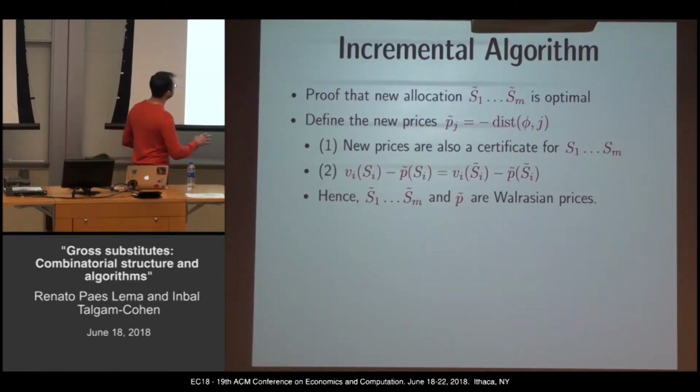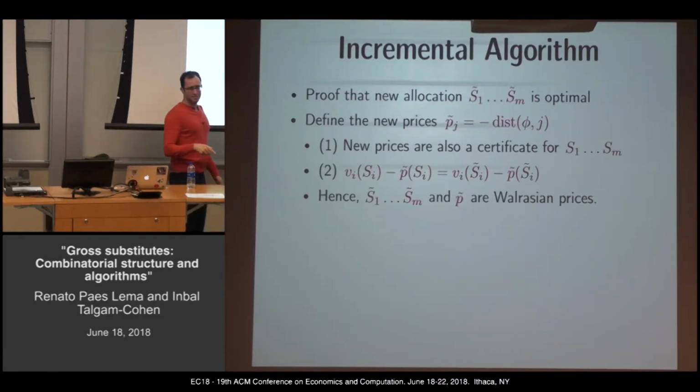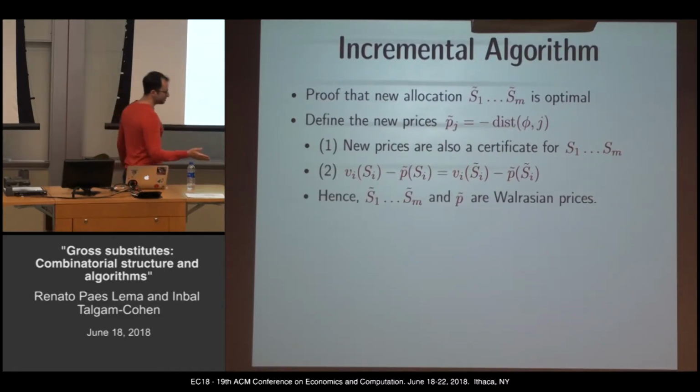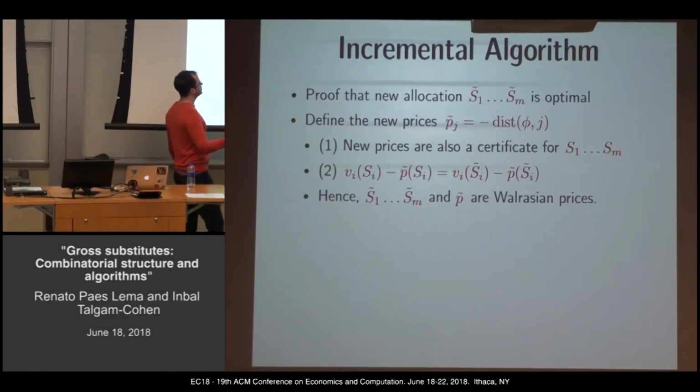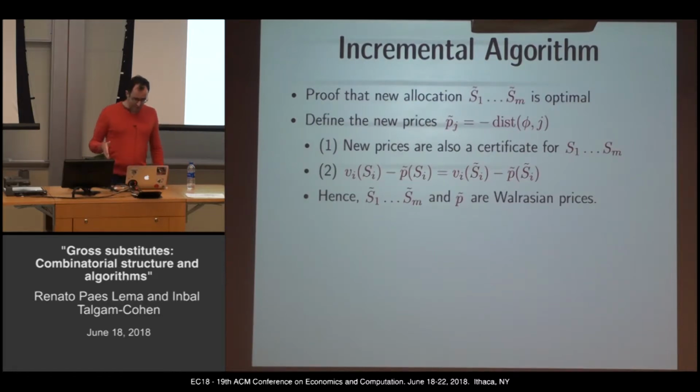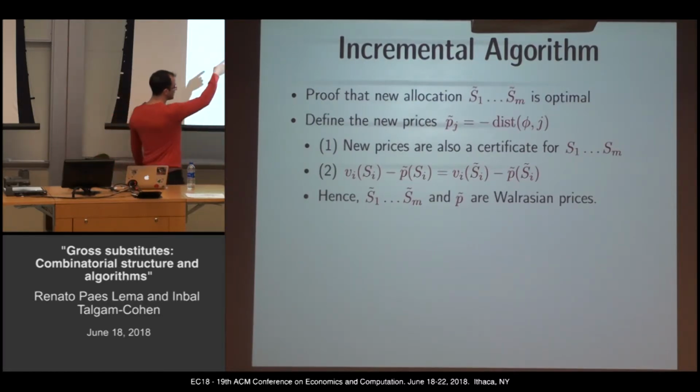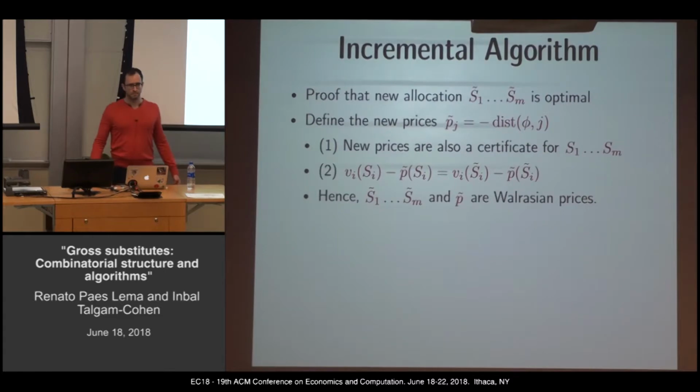The second part is actually the tricky part, which I won't give you the full proof of, but I'll tell you one case in which it's easy to see. Under the new set of prices, every buyer is indifferent between the old and the new allocation. He doesn't care if he gets Si or Si tilde. Which is nice, because if they don't care, and Si is optimal, then Si tilde will also be optimal. And that would be the full proof.